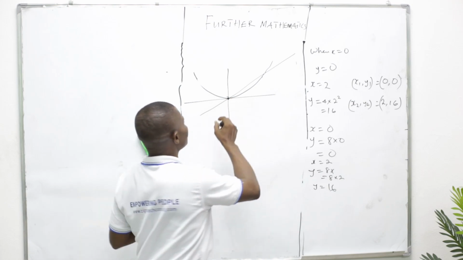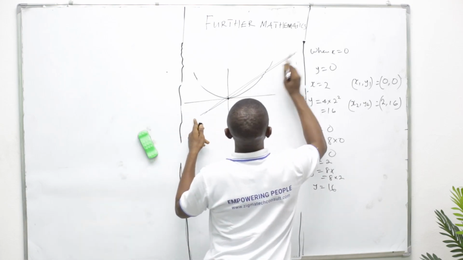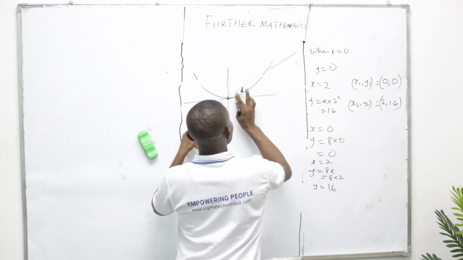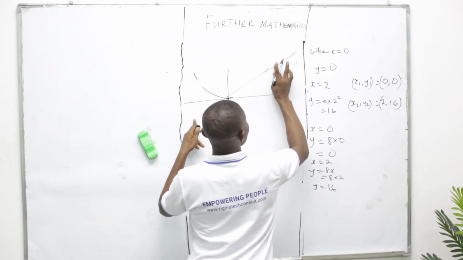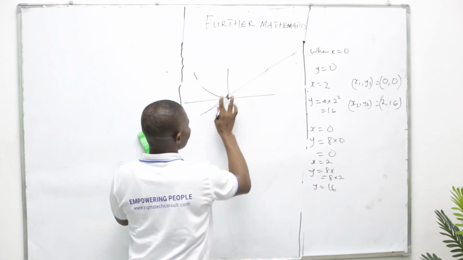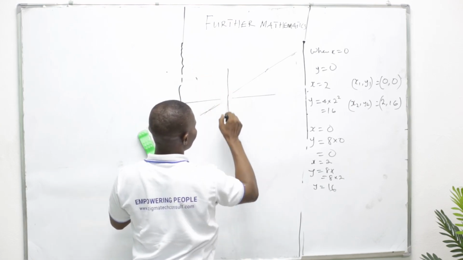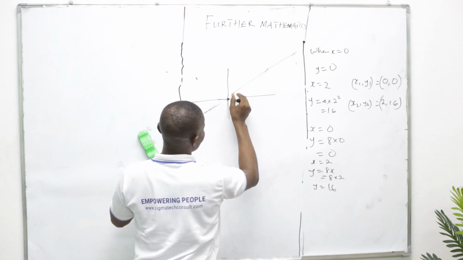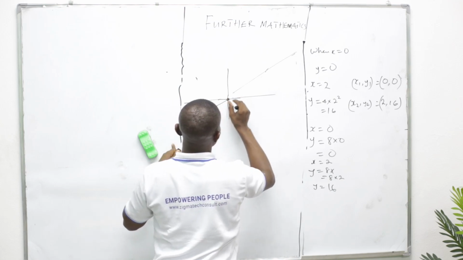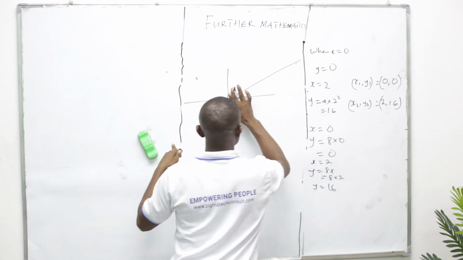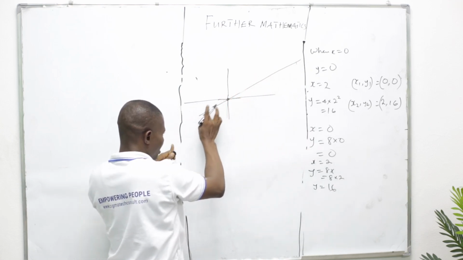Just take your ruler, just draw a straight line, okay? Now, I don't have a curve here. I want to remove it. Look at what happened now. Point of intersection, this is the 0 point. So, when s is 0, y is 0.